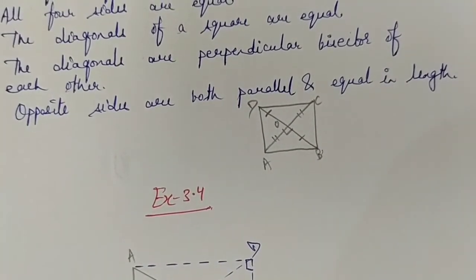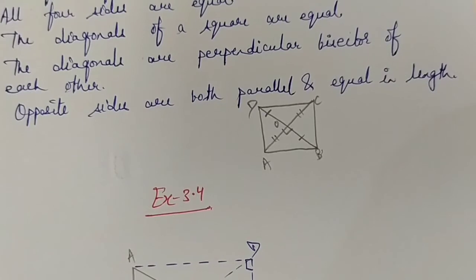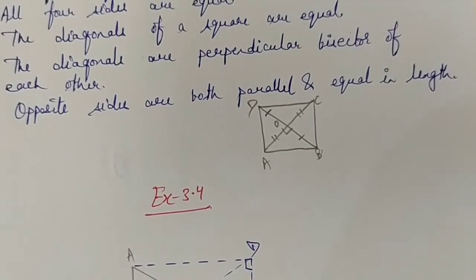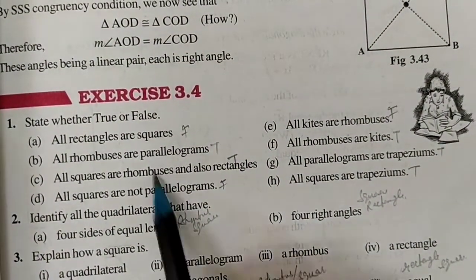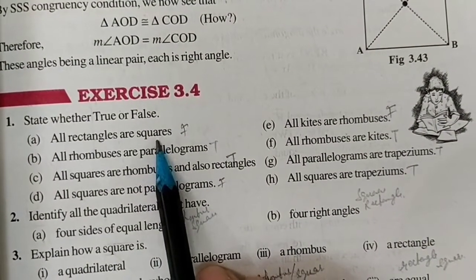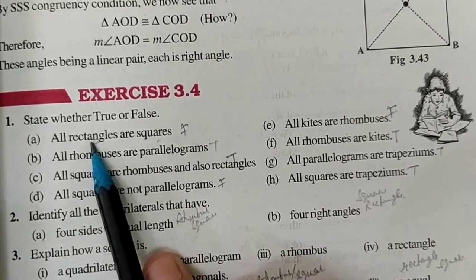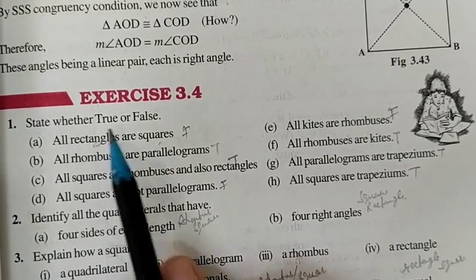Now moving toward exercise 3.4, which says, question number 1 is state whether true or false. The first part is all rectangles are squares. You can see here, all rectangles are squares. It is false, because rectangles do not have all the sides equal. Rectangles do not have all sides equal, squares do.